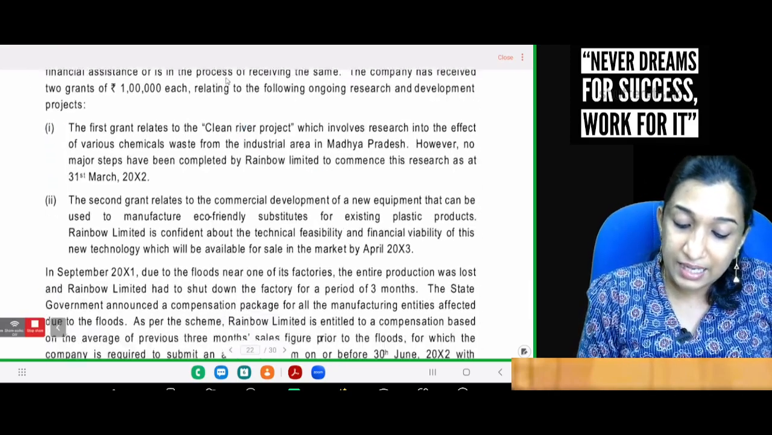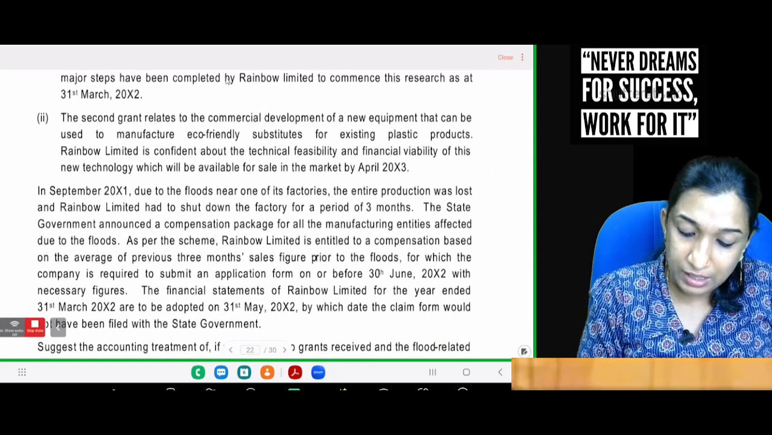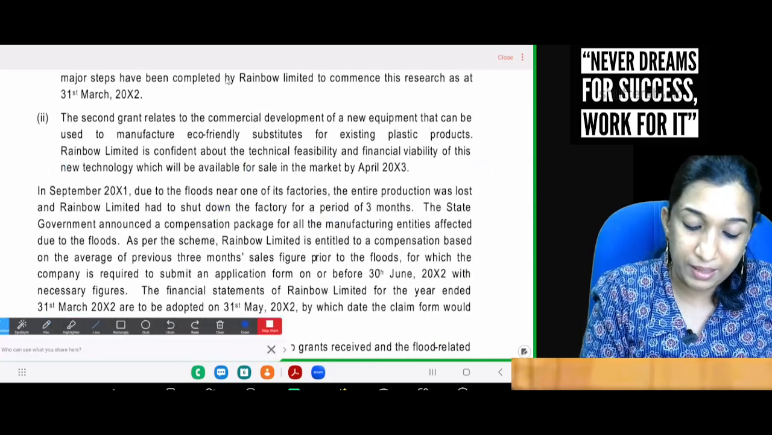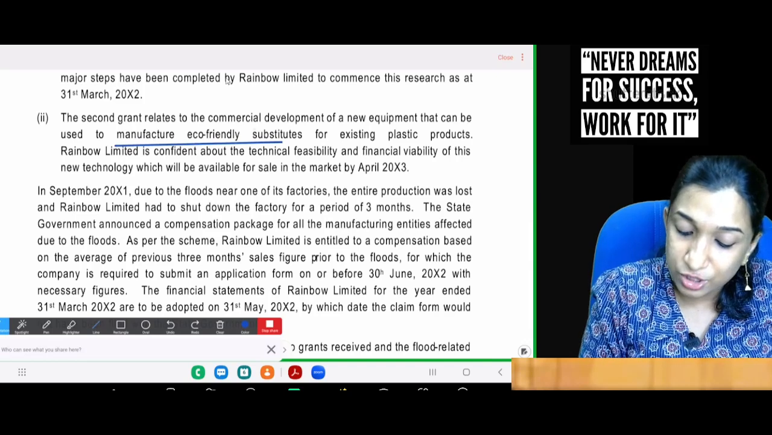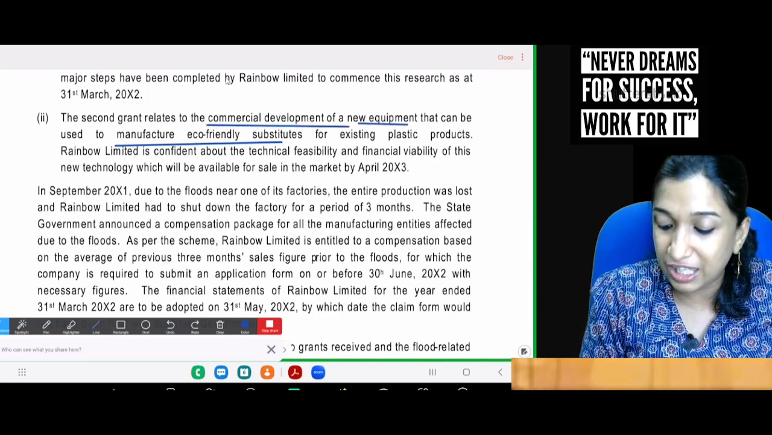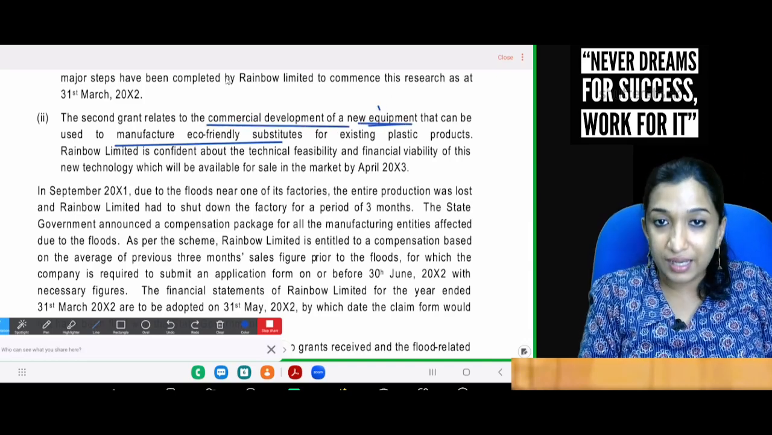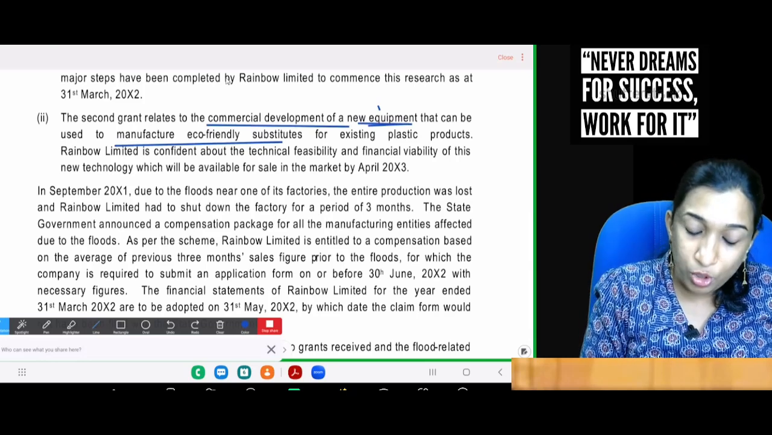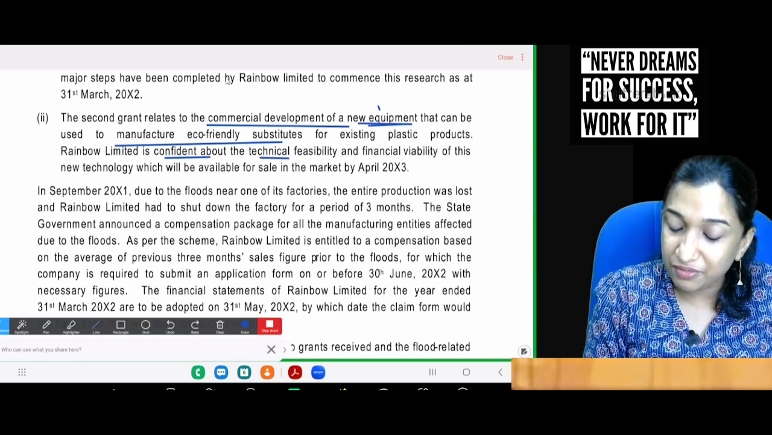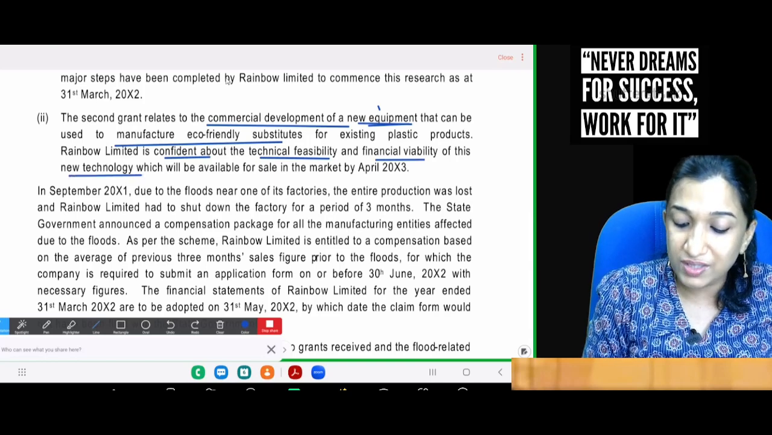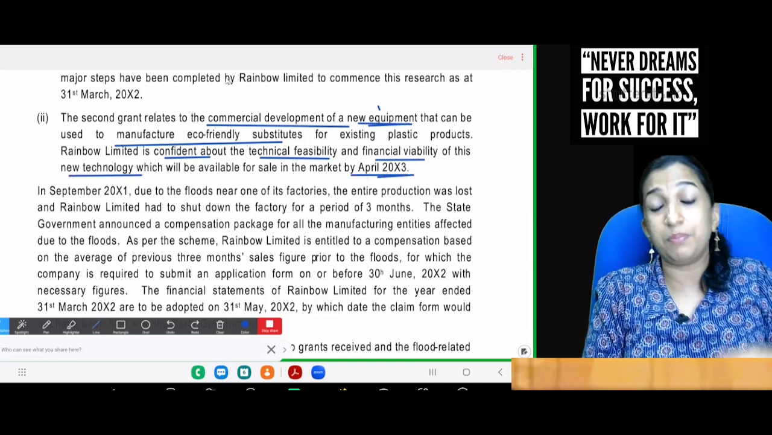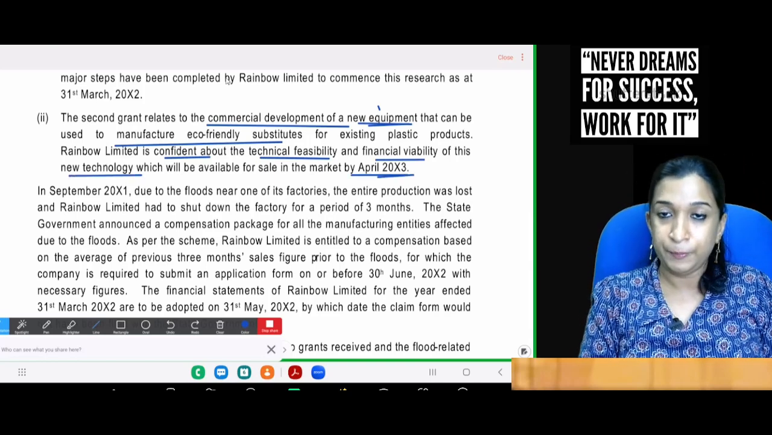Okay. The second grant relates to a commercial development of a new equipment that can be used to manufacture. So the second grant is related to commercial development of a new equipment. So it is an asset related grant. Rainbow Limited is confident about the technical feasibility and financial viability of this new technology, which will be available for sale in the market by April 2013.